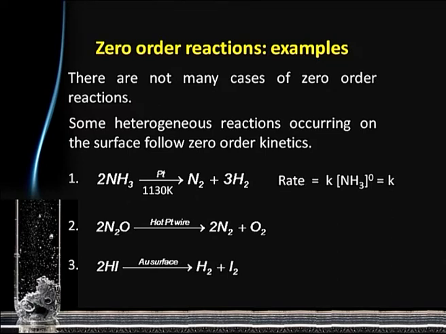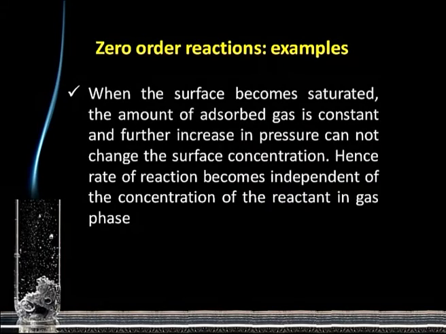How do you explain this? When the gaseous reactants are in contact with the surface, the surface gets saturated with the reactant, so that the concentration of the reactant available on the surface where the reaction takes place is constant. Therefore, the rate of reaction becomes independent of the concentration or the pressure of the reactant in the gas phase. That is how we get constancy in the rate of reaction. At the site of reaction, concentration remains constant, and therefore rate of reaction remains constant.